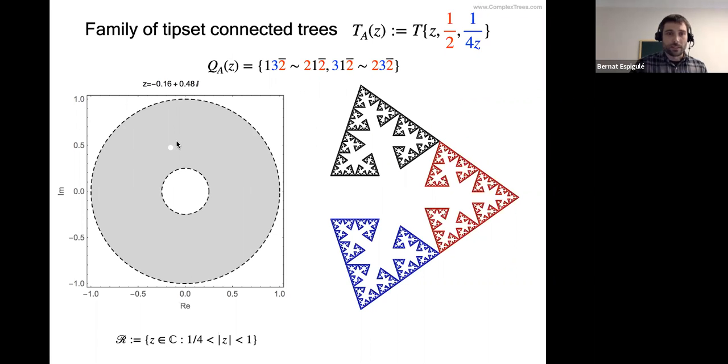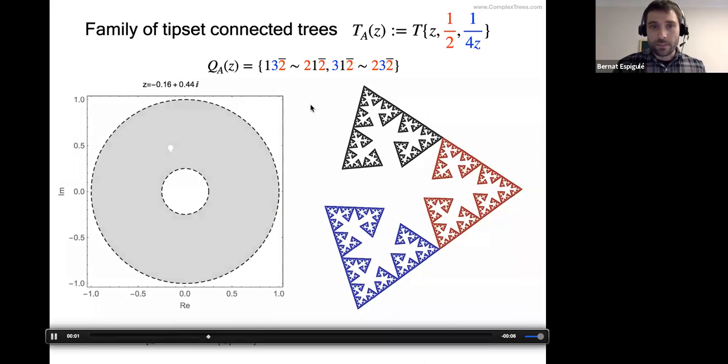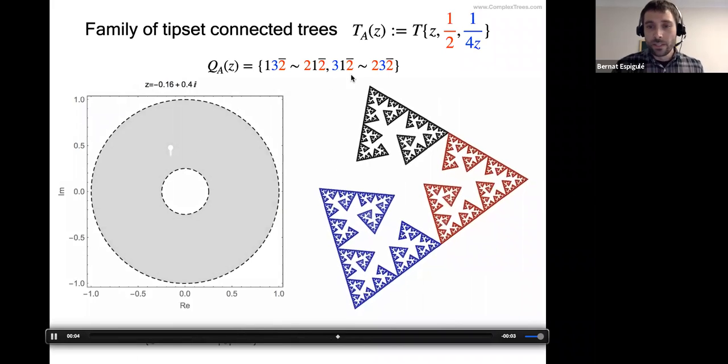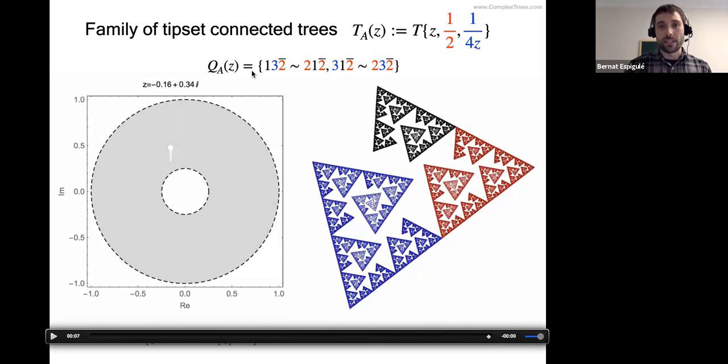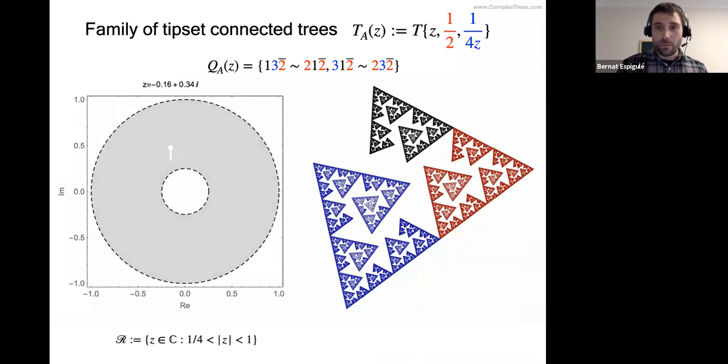And I'm gonna just move around this parameter space by picking different z values. And you can see that the geometry is changing, but the topological set is staying the same. You only have these 2 points of contact. And now I'm gonna be moving a bit left.